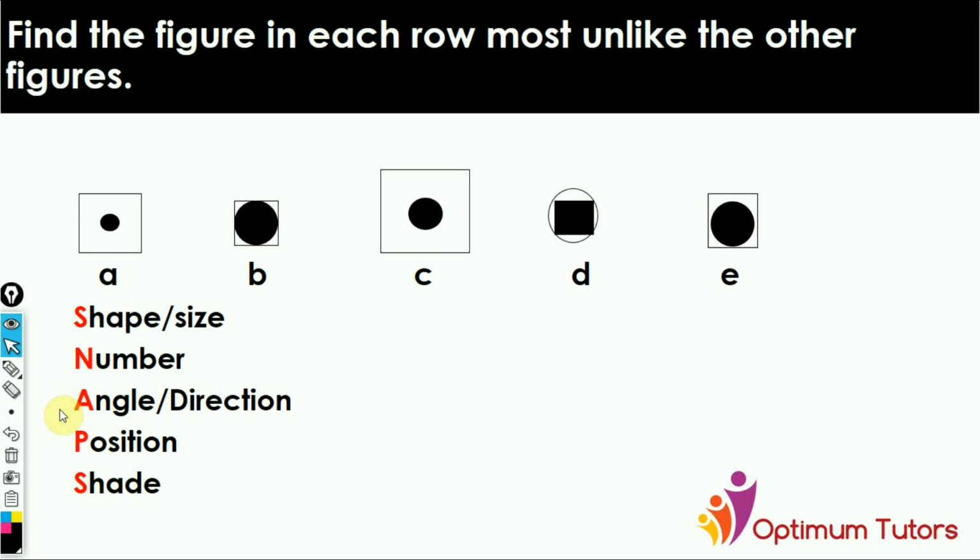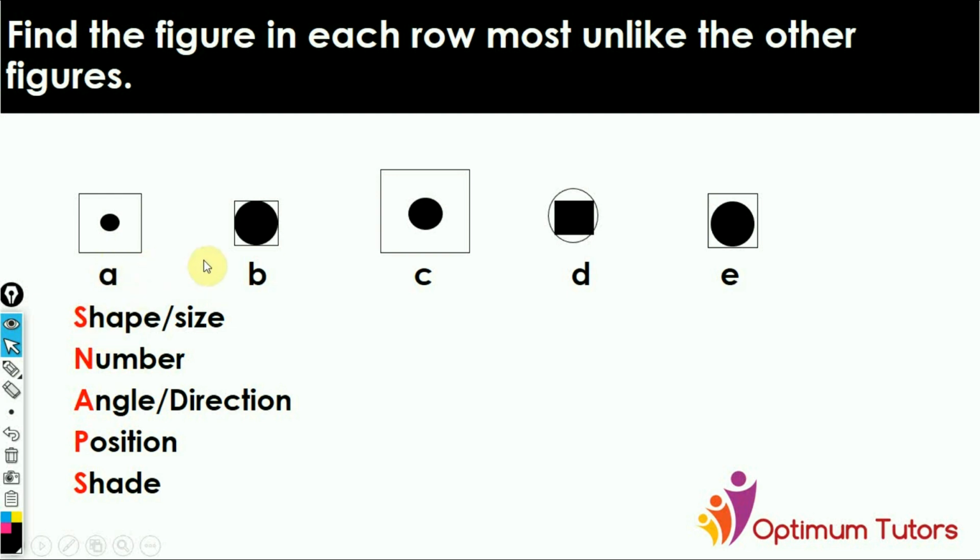Now, in order to approach this type of question, you really have to be systematic. Okay, so we have here a little reminder, and I've named it SNAPS. As you're looking at a question, think about what the shape is in these figures, or what the sizes of the figures are. What about the number? The number of shapes could vary, or lines, or whatever the figure may happen to be. What is the angle or the direction that the shape or line or pattern is going in? What is the position of the shapes within each figure? And is there a difference in shading? So let's have a look at these figures.